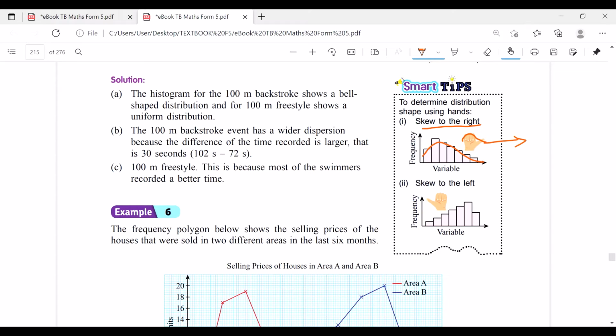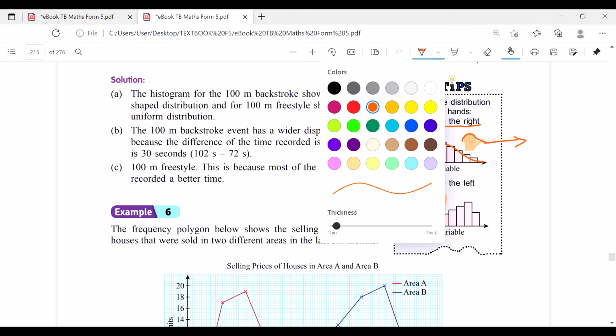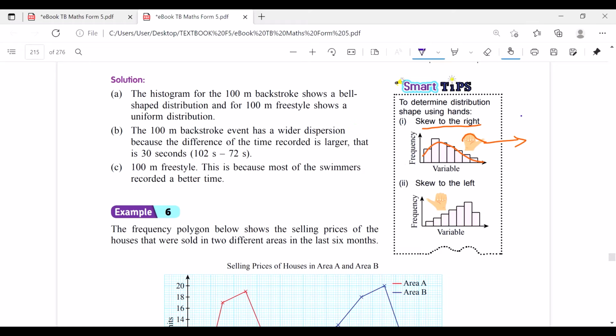So for skewed to the left, you use your left hand, and this is the graph. You see this one, the other fingers, the thumb will show to the left. That's how you remember.